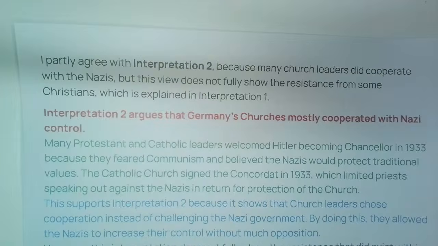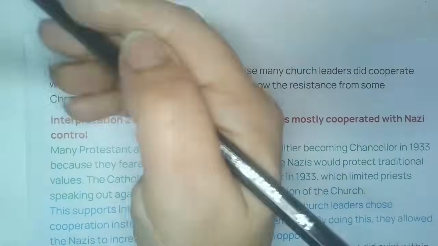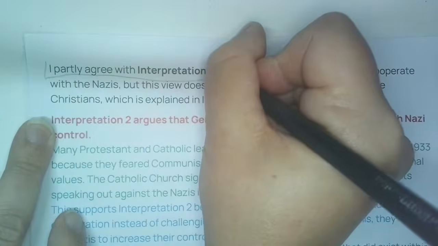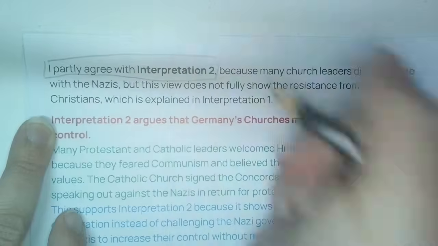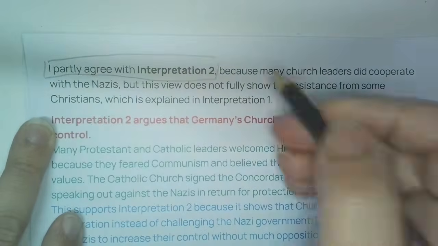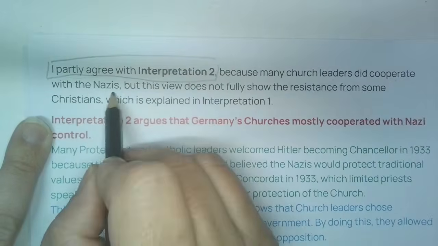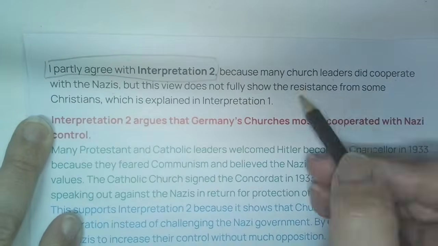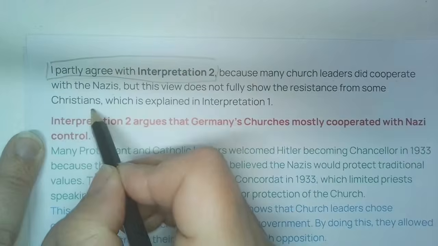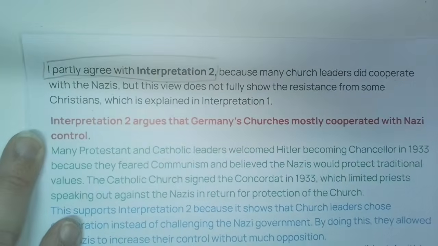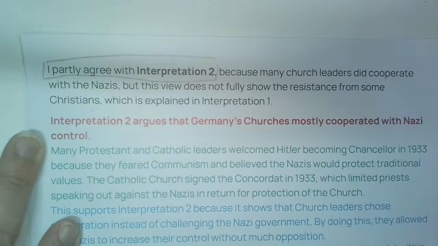Now, to make it valid, that's my evaluative comment. I partly agree. That's evaluative. Now, to make it valid, I need to explain why. So, why do I agree that? Because many church leaders did cooperate with the Nazis, but this view does not fully show the resistance from some Christians, which is explained in interpretation 1. Okay? So, I do agree with it, but there were some people who did try to resist.